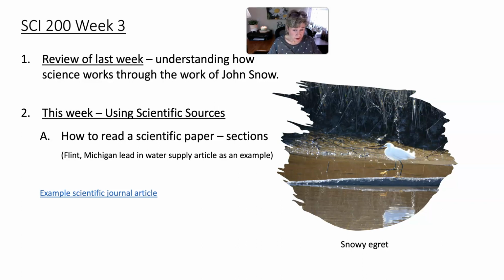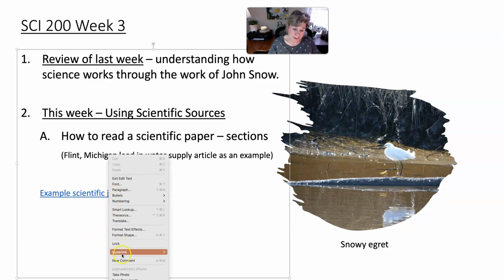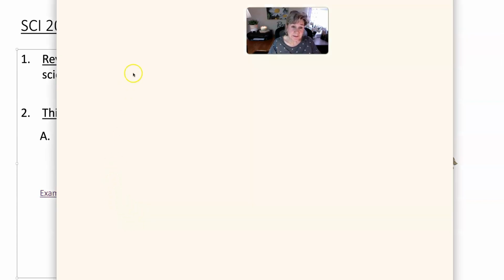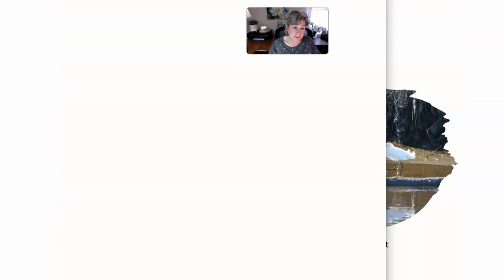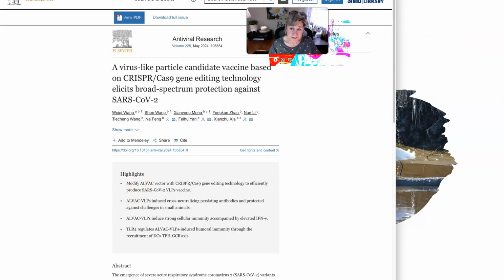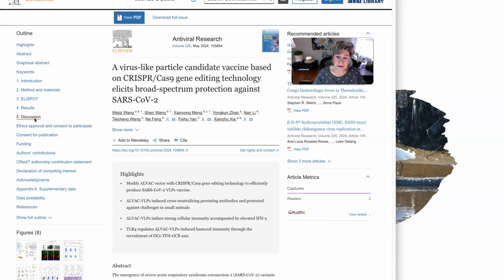All right, what I want to do now is try my best to open an example of a scientific journal article that I have found. Give me just a second to see if I can do it, because this is going to be interesting. Here it is. All right, here it is. I'm going to put my face over here. So here is an article that I found. I hope you can see my face.